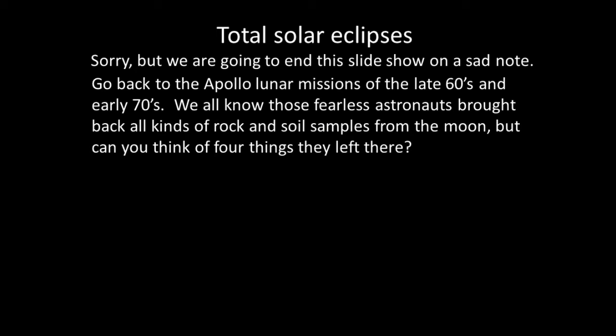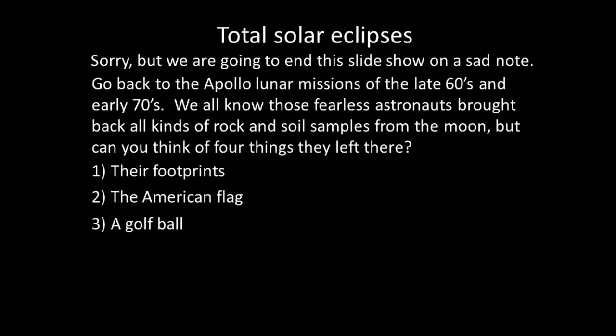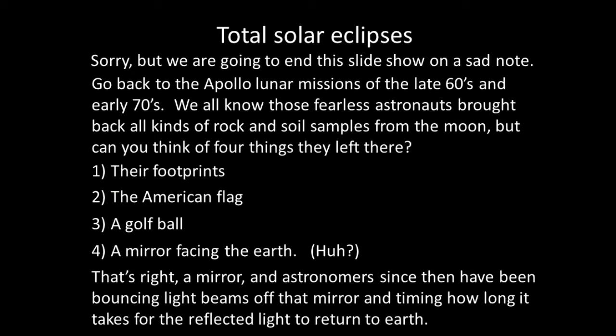Go back to the Apollo lunar missions of the late 60s and early 70s. We all know those fearless astronauts brought back all kinds of rock and soil samples from the moon. But can you think of four things they left there? One, their footprints. The American flag. A golf ball, that's right. And a mirror facing the Earth. Huh? That's right, a mirror.